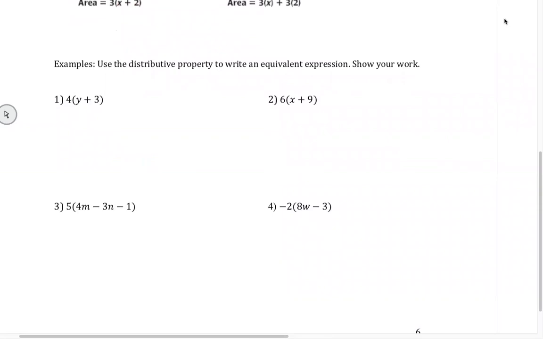All right, because I'm a teacher that likes to give you guys choice, Drew, you there? Drew? No bueno? Oh, Drew, 1, 2, 3, or 4. Which one would you like me to do as an example?